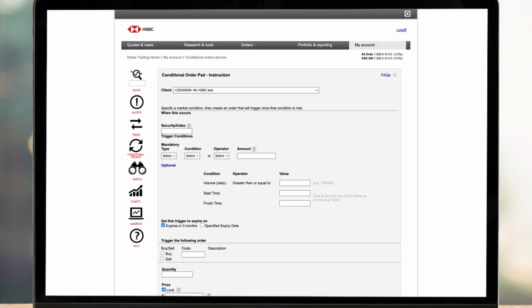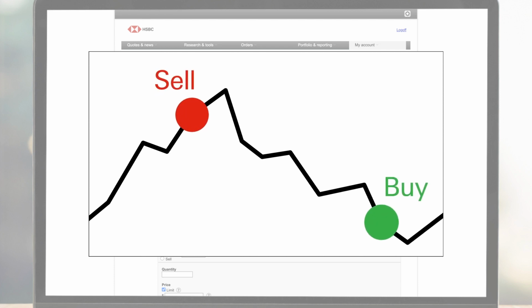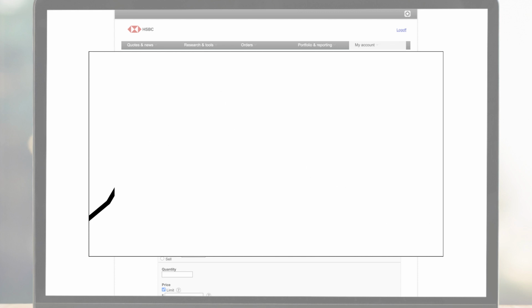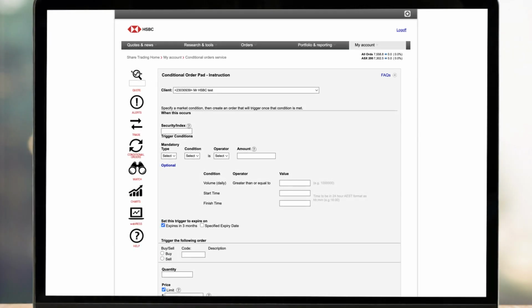There are two parts to the Conditional order pad. The first is Trigger Order Conditions. A trigger condition can be on equities, exchange-traded funds, interest rate securities, or warrants. You can set the trigger condition to be based on a different stock other than the one you wish to trade. This is referred to as a cross-stock trigger. For this example, let's use BHP Billiton.